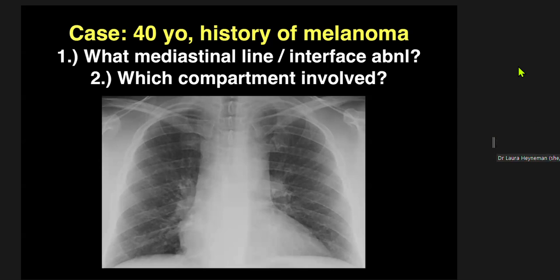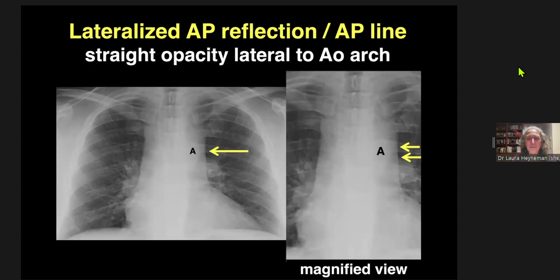Okay, so here is a 40-year-old with a history of melanoma. This film comes across, and the question is, what mediastinal line or interface is abnormal? I'm telling you that there is an abnormality. And based on that mediastinal line and interface abnormality, which compartment is involved? I think this is a relatively subtle case. I don't think that this is so obvious as was the case before.